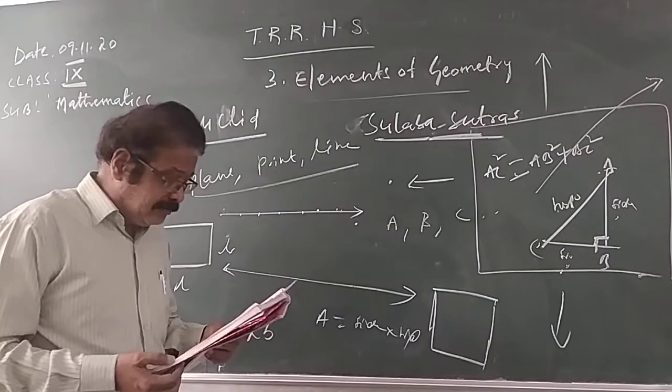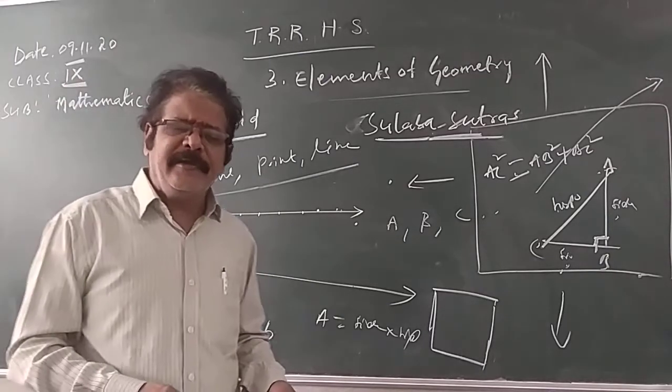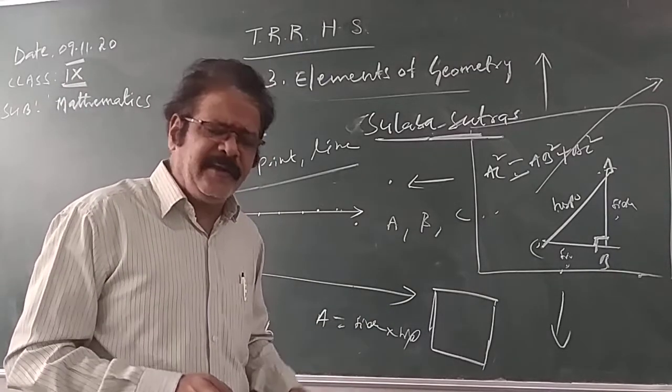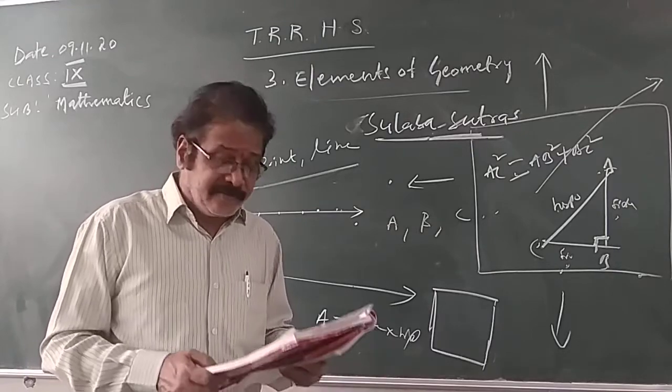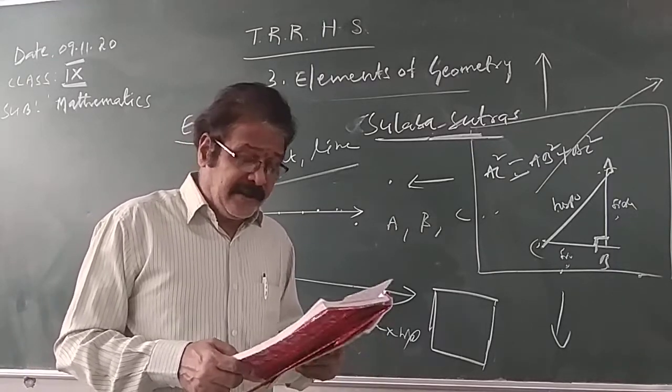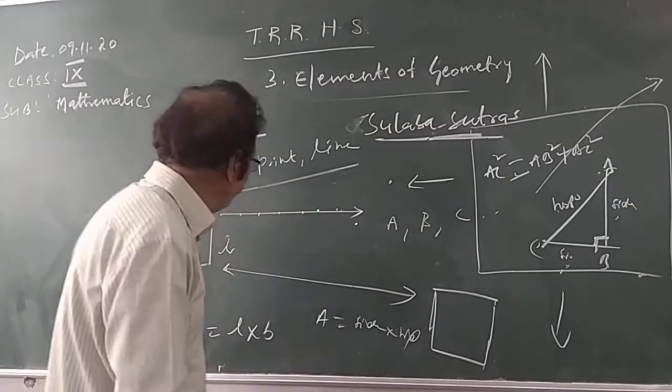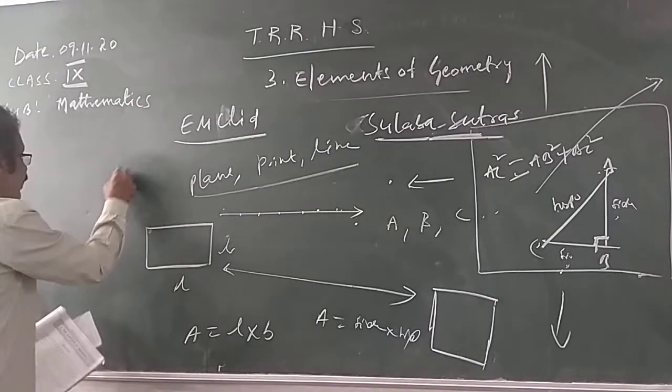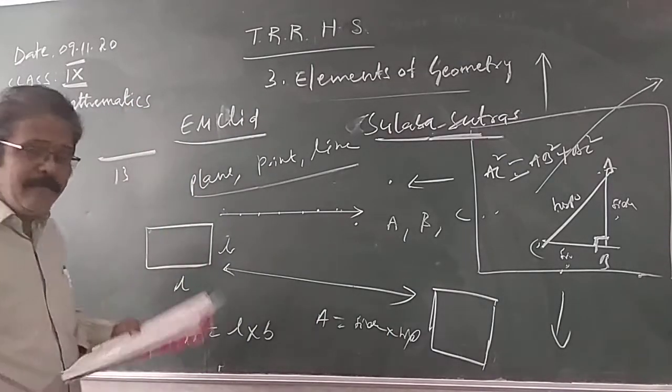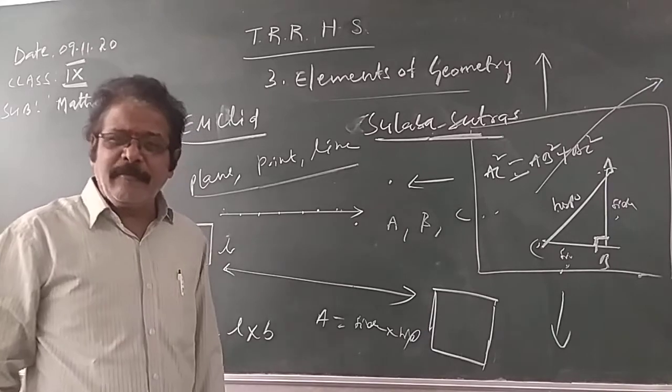So after that, what did he do? Euclid wrote some books called the Elements, and they are divided into 13 books. How many books? 13 books.